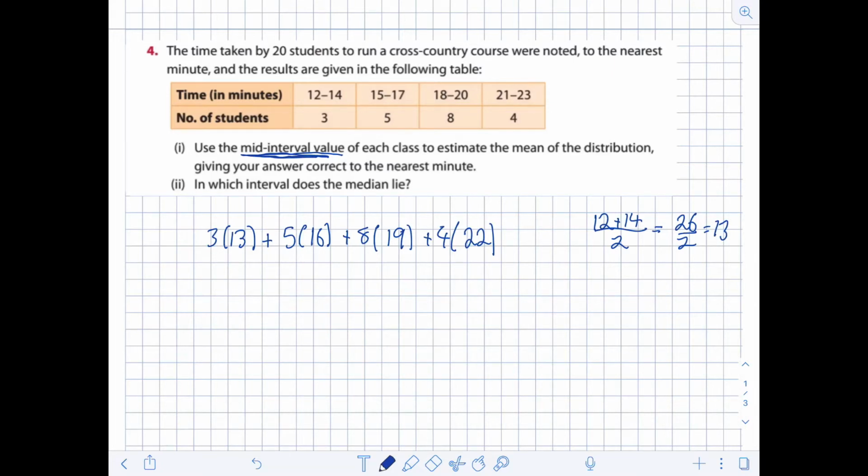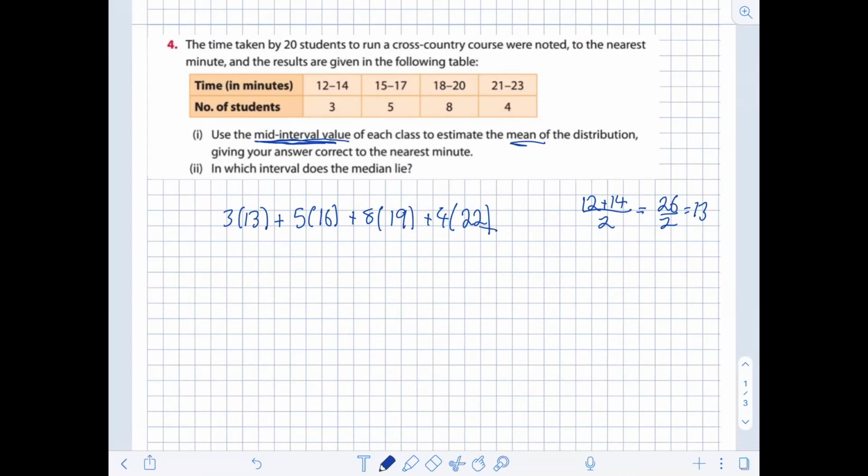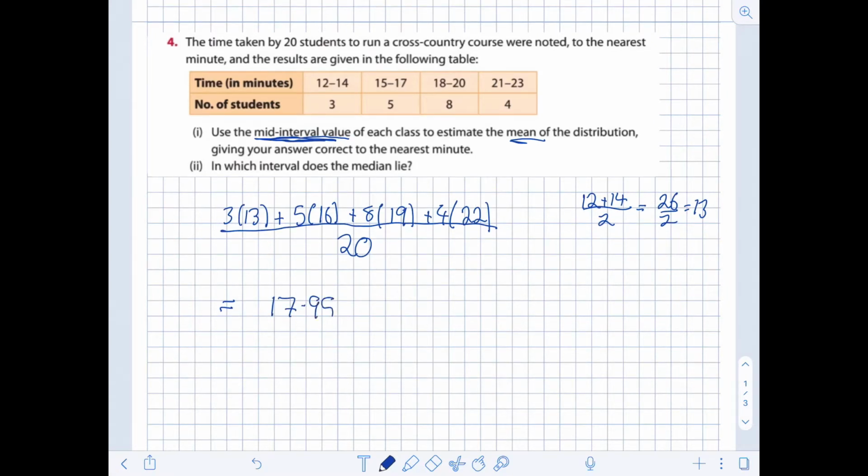So that's adding them all up, and we're asked to calculate the mean. So we have to divide it by how many there are, and there's 3 here, and there's 5 there, so that's 8, and there's another 8, so that's 16, so that's going to be over 20. And we bash that into our calculator, and that gives us 3 multiplied by 13, plus 5 multiplied by 16, plus 8 multiplied by 19, plus 4 multiplied by 22, divided by 20, equals 17.95 minutes. Correct to the nearest minute, so that's going to be 18 minutes.